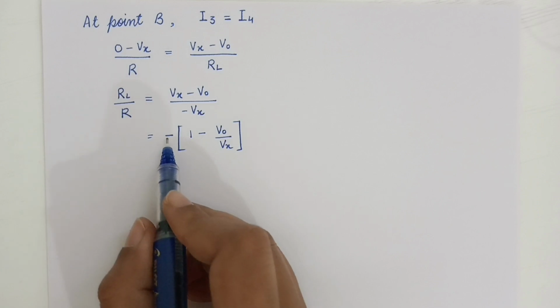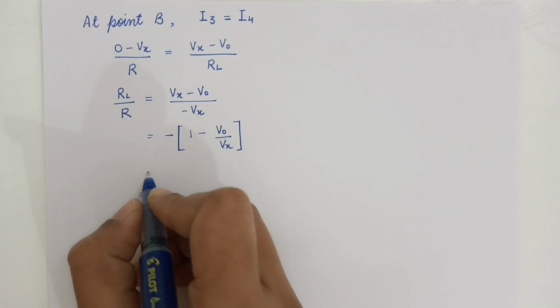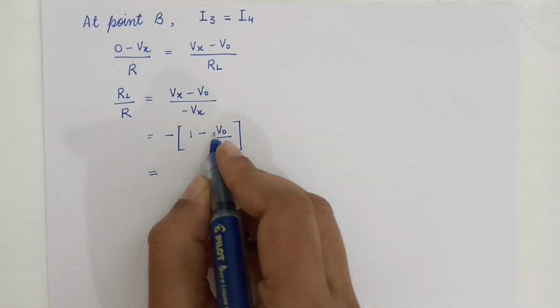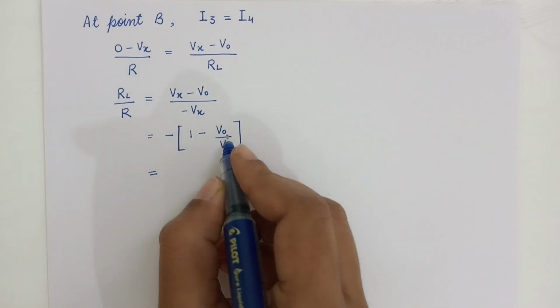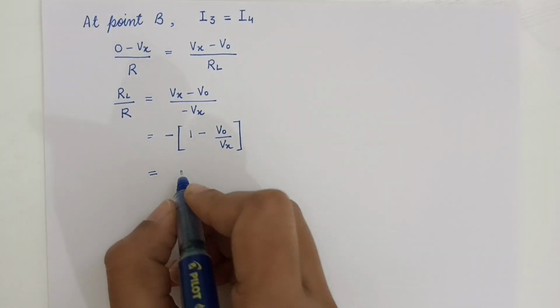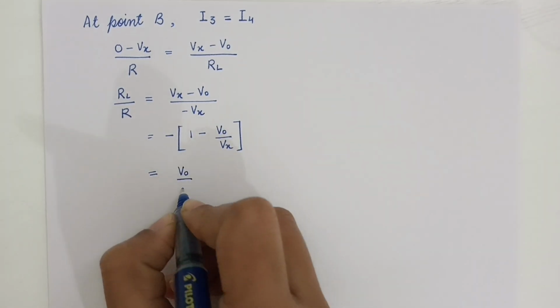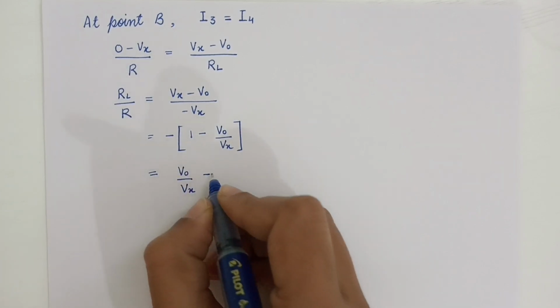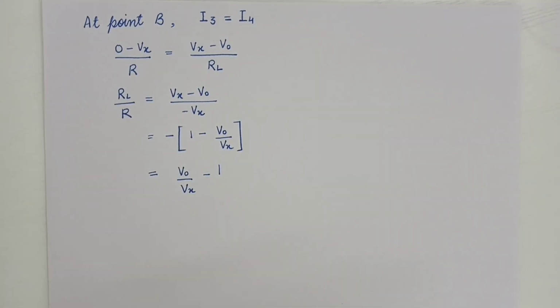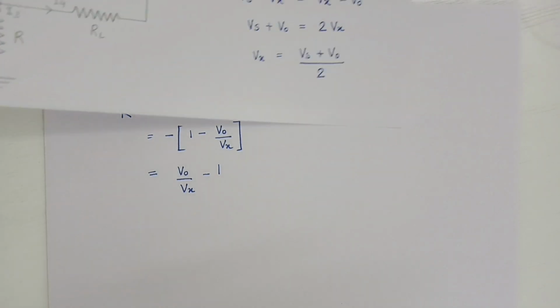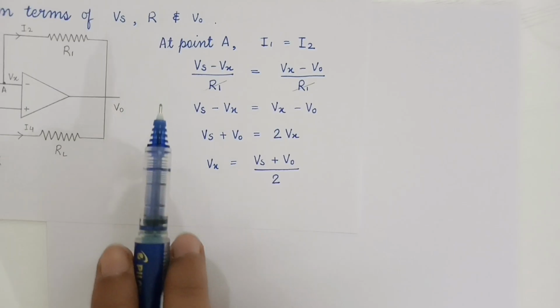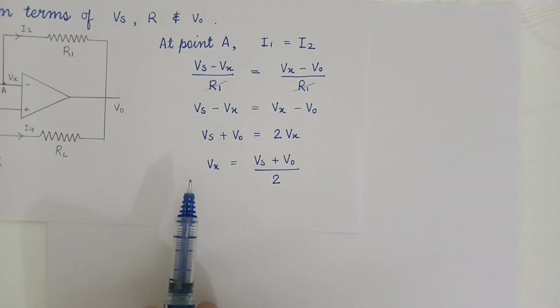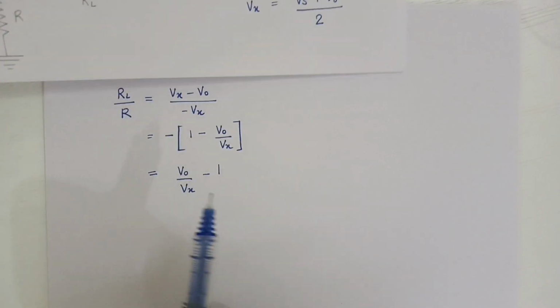Now multiplying this minus sign throughout, we will get this as a positive term, minus minus plus, and this one as negative. So V0 divided by Vx minus 1. So here we finally get Vx, and now it's time to use this value of Vx that we had taken from point A. So using this value of Vx over here.